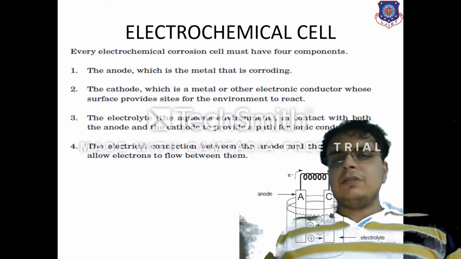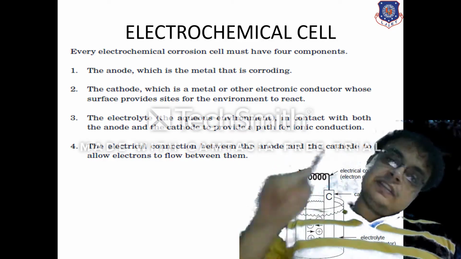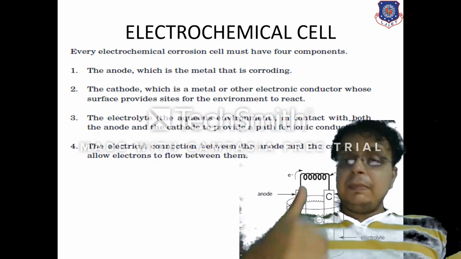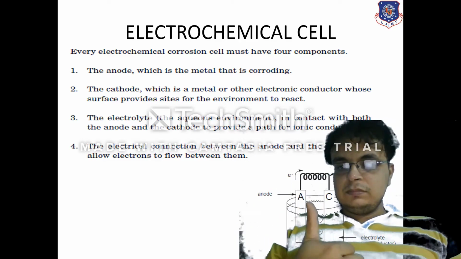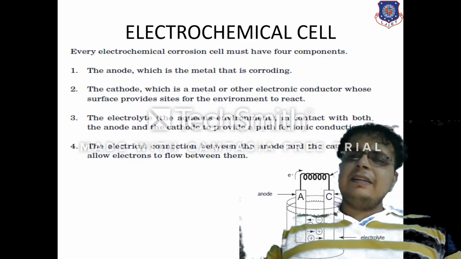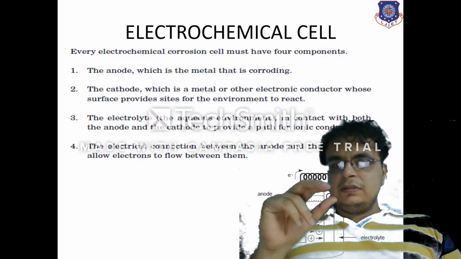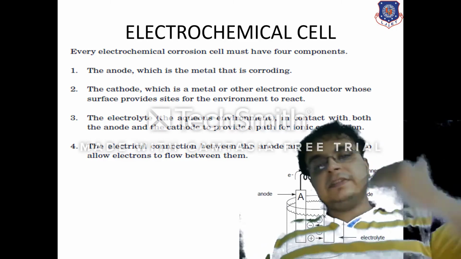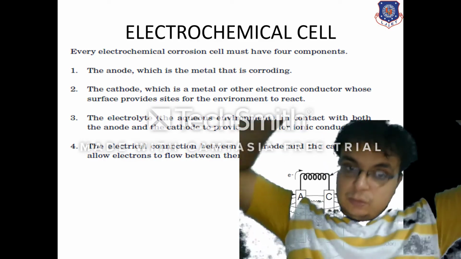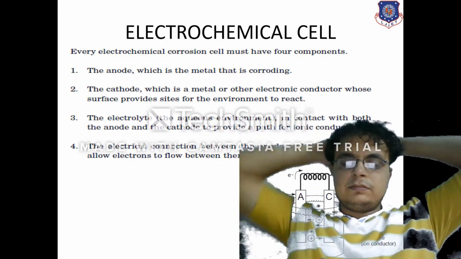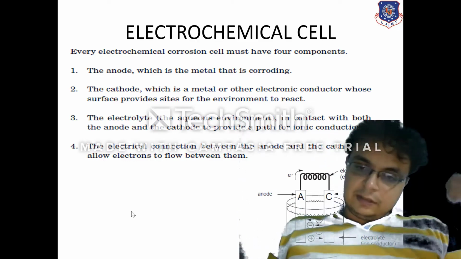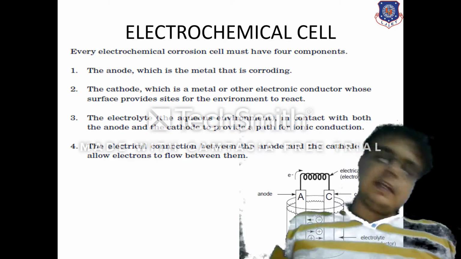What is an electrochemical cell? We all know what an electrochemical cell is. Let's first see its components. First is the anode, the metal that is corroding, and second is the cathode, another electronic conductor whose surface mainly provides the site for the environment to react. And we have the electrolyte in which both of them are dipped, and in the electrolyte the transfer of ions will take place between cathode and anode.